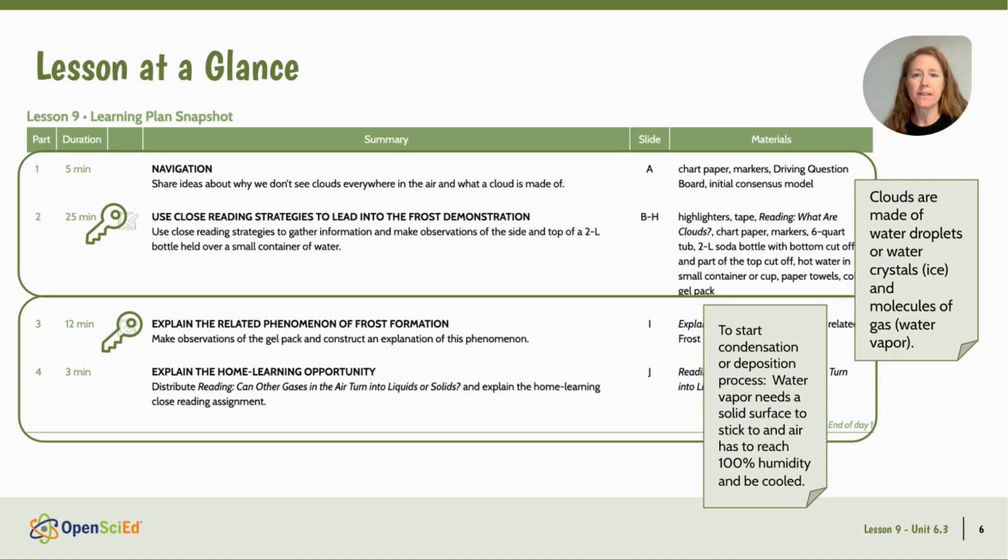In the second part of the lesson, we use this information and our observations from the frost demo to explain why we see frost form. There's also another article for students to read at home.